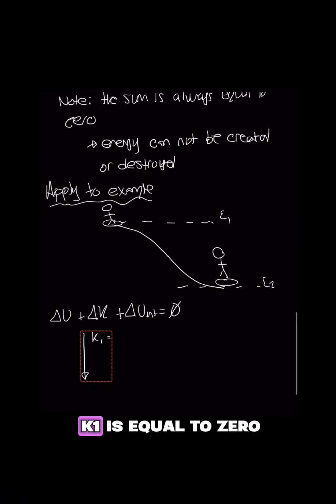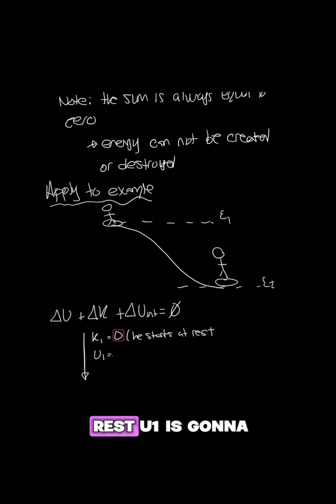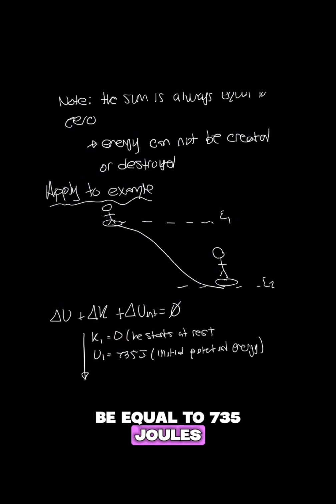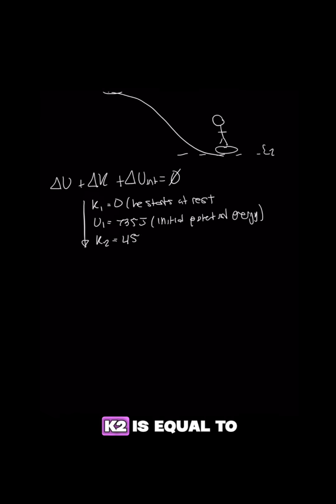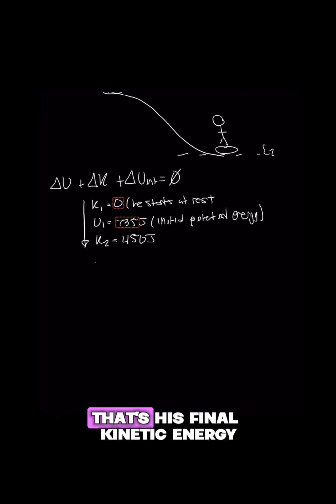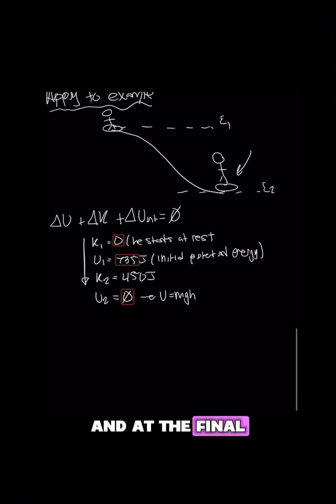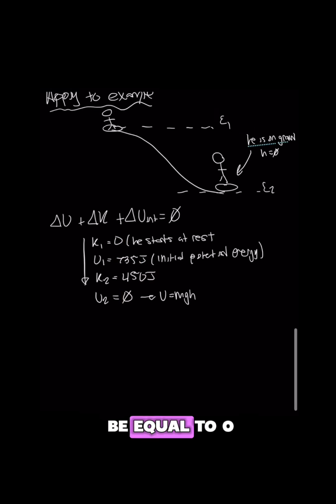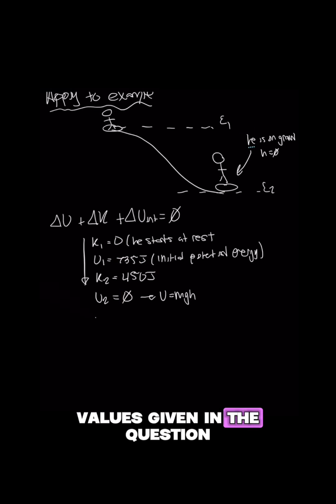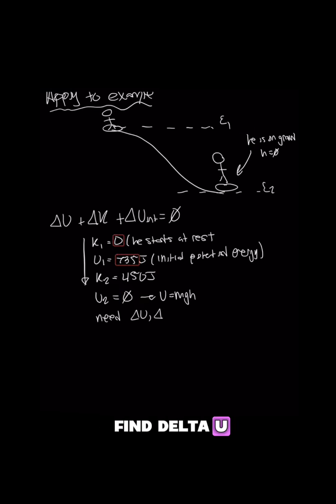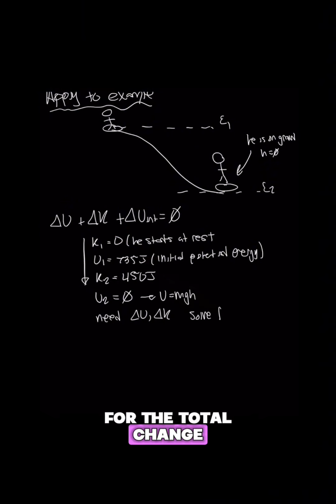We can identify that K1 is equal to 0 since it starts at rest. U1 is going to be equal to 735 joules. This is the initial potential energy of the system. At its final position, K2 is equal to 450 joules. That's his final kinetic energy. And then U2 is going to be equal to 0 since U is equal to mgh, and at the final height, he's at the bottom, so height is going to be equal to 0. So these are the values given in the question, and we need to find delta U and delta K to solve for the total change in the internal energy.